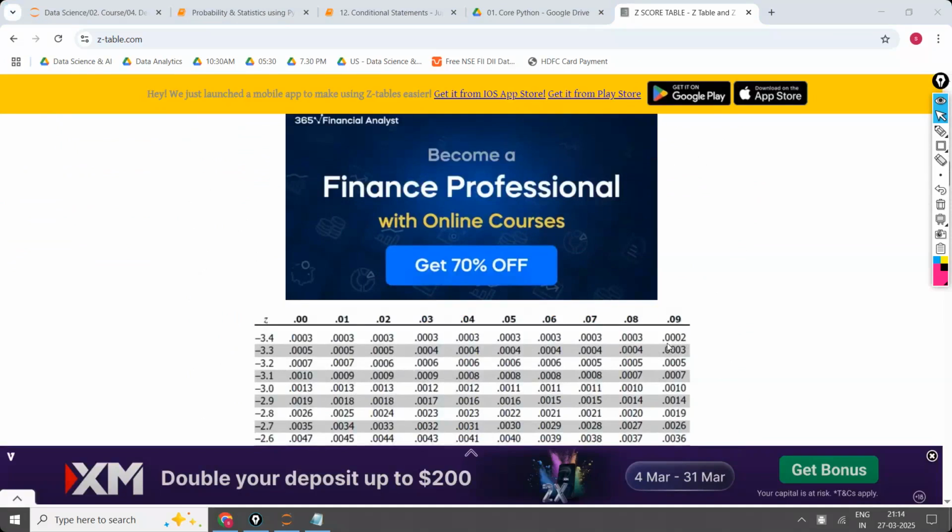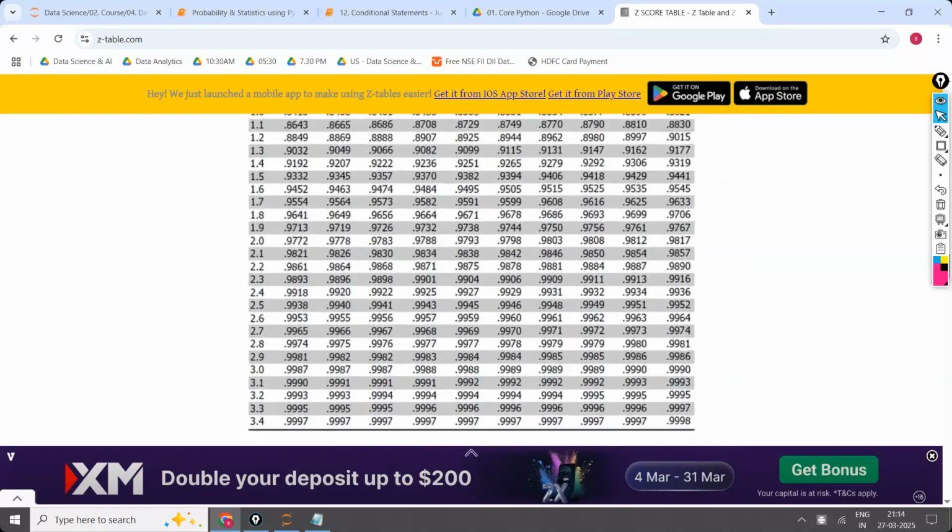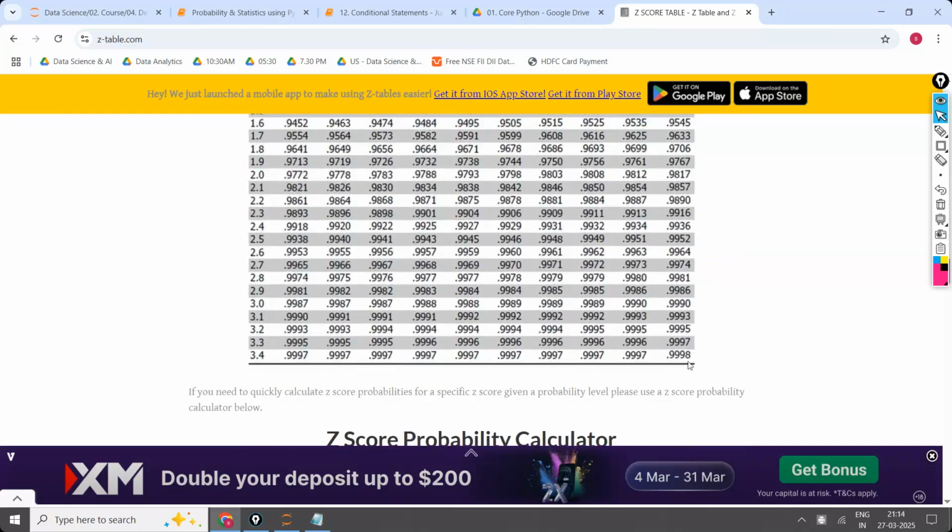Okay, because it would be less than this. Already three digits are 0, and in the fourth digit only 2 is there. More than this, what happens? Any value crossing beyond minus 3.4 is considered as 0. And any value crossing beyond 3.4, this value is already 0.9998. The next number is going to be 1.